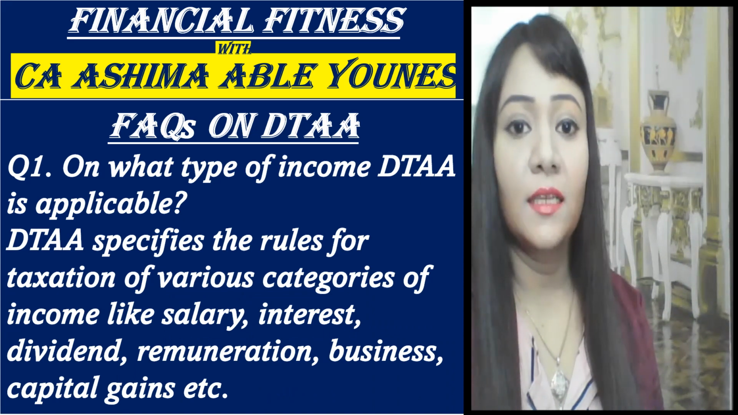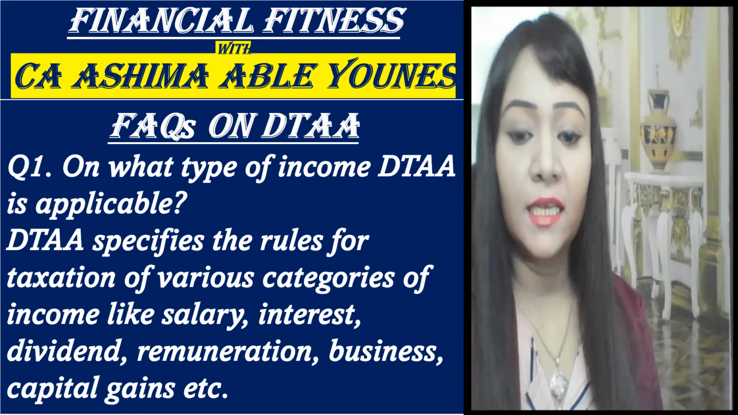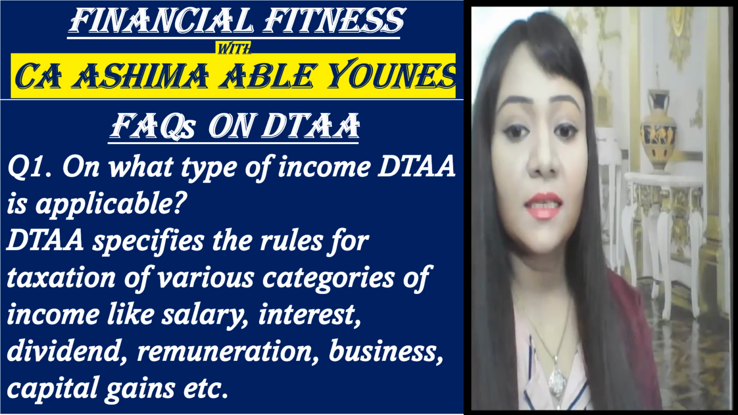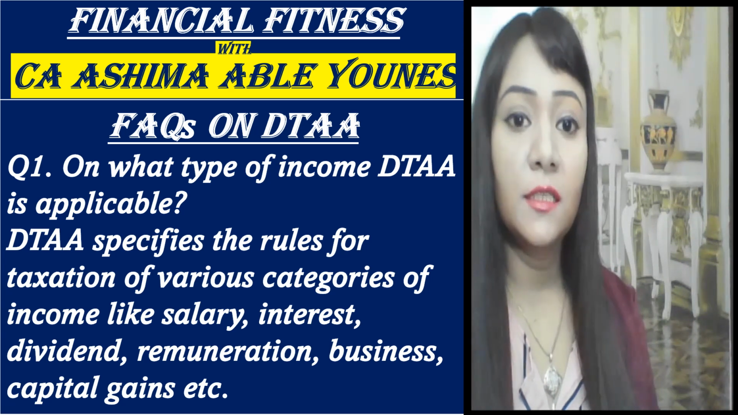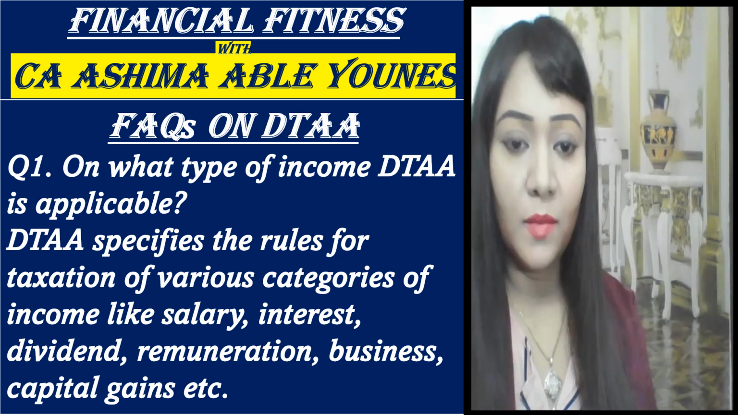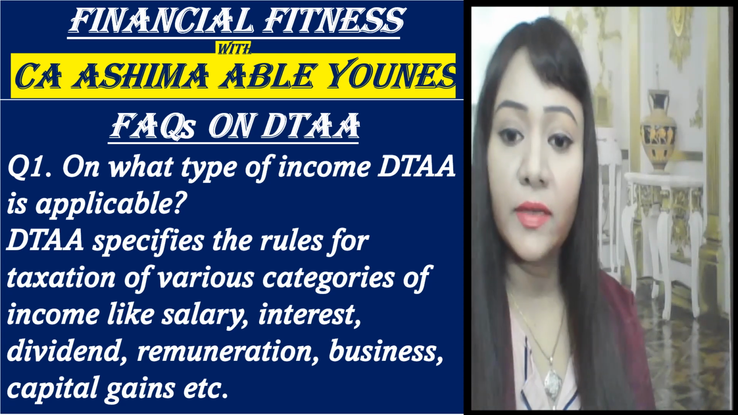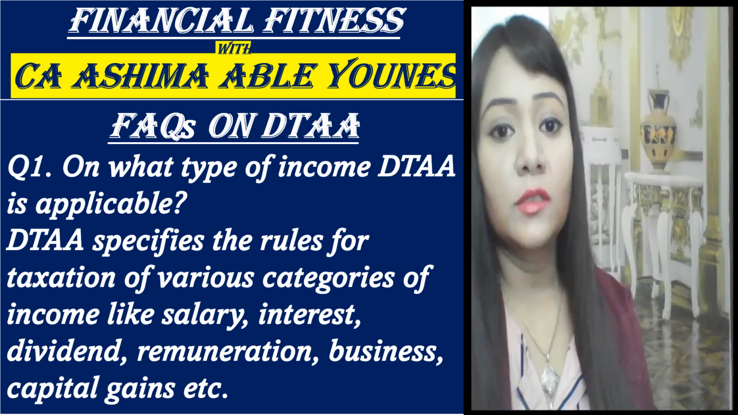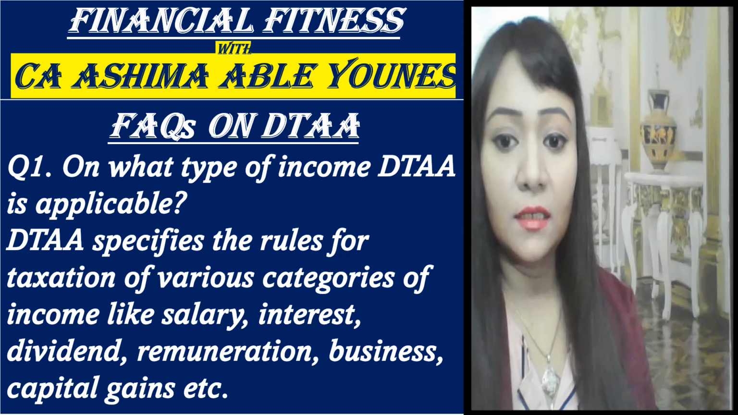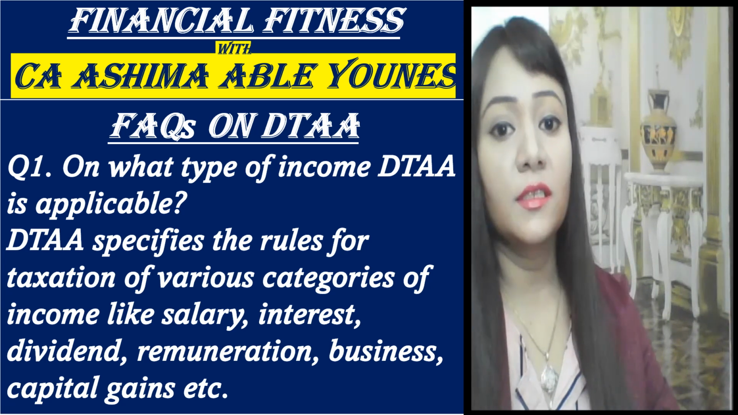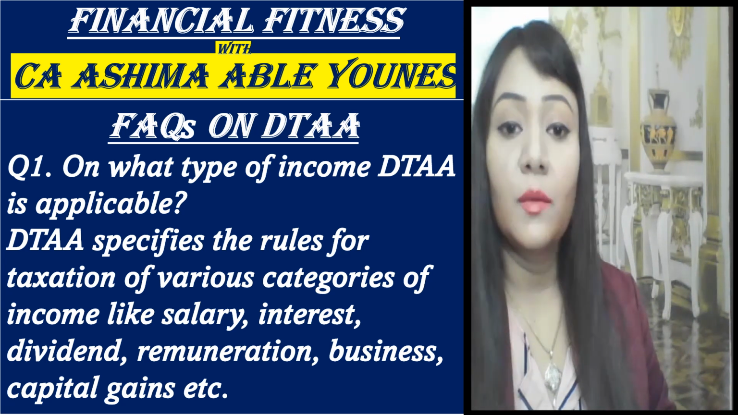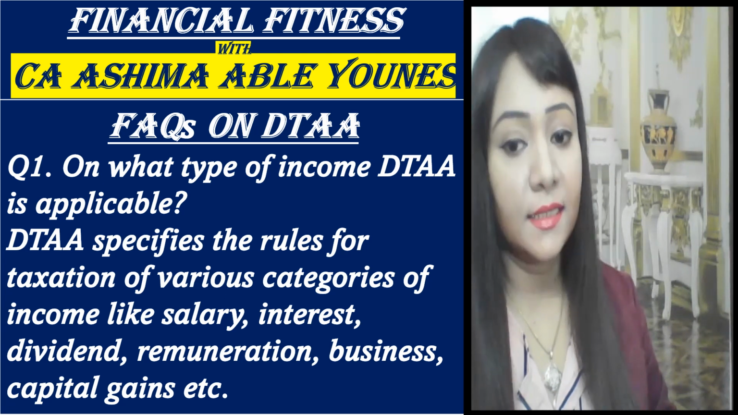Now let's understand on what type of incomes DTAA is applicable. Double taxation avoidance agreement specifies the rules for taxation of income by the source country and the residence country. Such rules are for various categories of income like salary, interest, dividend, remuneration, business, capital gains, etc.